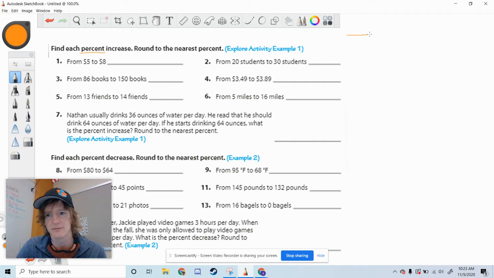So the way we're going to do this is we're going to set up a problem. It's a division problem. On the numerator, it's the amount of change. In the denominator, it's the original amount.